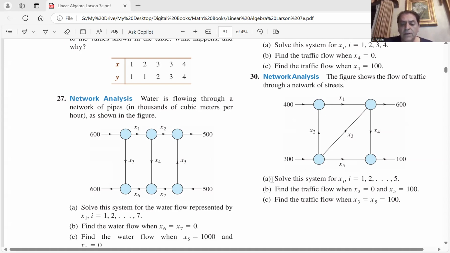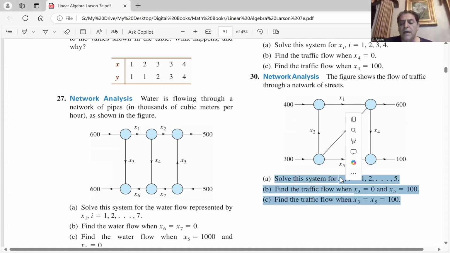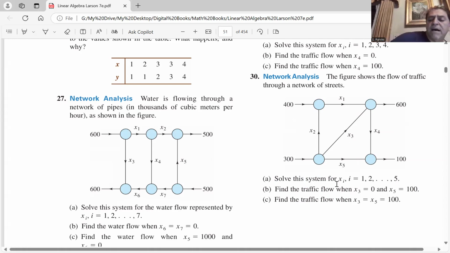Now, in part A, solve the system for x sub i, where i is 1, 2, 3, 4, and 5. So it looks like we have 5 unknowns. Let's see how many equations we're going to come up with. Just looking at this graph, how many equations do you think we're going to come up with, everyone? 5. Exactly. We would hope we have 5, because there are 5 variables.